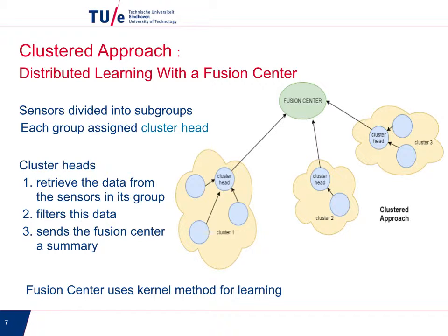So in this approach, the sensor nodes are divided into subgroups. Each subgroup is assigned a cluster head. So cluster heads retrieve the data from the sensors in its group, filter this data, and send the fusion center a summary of this data. The fusion center then uses kernel methods for learning and deriving an inference from the data.